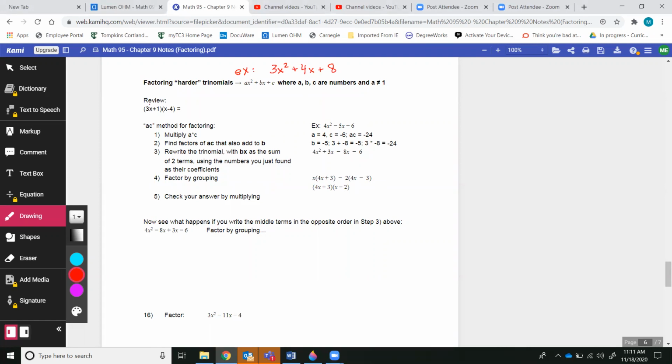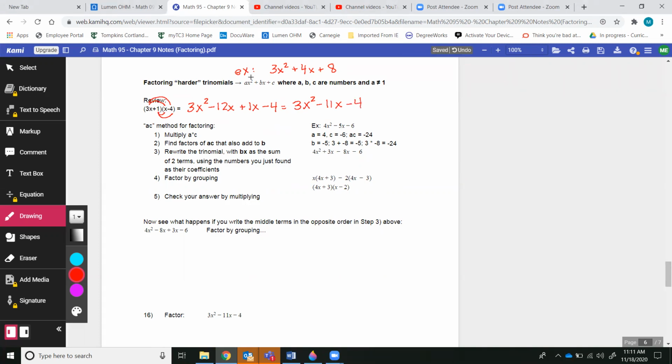So we get 3x times x is going to be 3x squared. 3x times negative 4 is negative 12x. 1 times x is plus 1x. And 1 times negative 4 is minus 4. So when I combine my like terms, my negative 12x and my 1x, I get negative 11x. And then I have my minus 4 on the end.